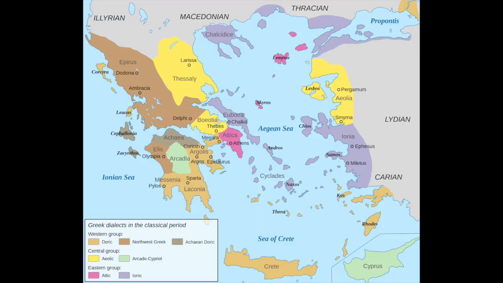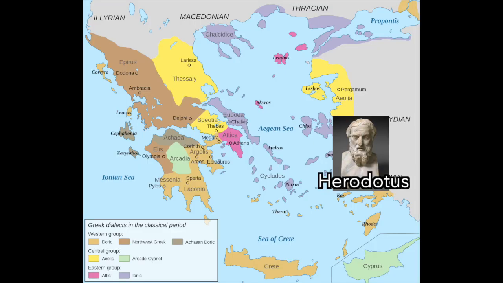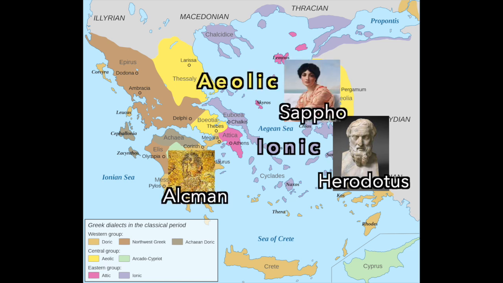So what classical era authors fit into these dialects? I'll just give you three examples. Herodotus, the first historian, wrote in Ionic. The poet Sappho wrote in Aeolic, and Alcman, another poet, wrote in Doric. And as for the classical Attic authors, well, there's a ton of them, so let's just name one of the philosophers.